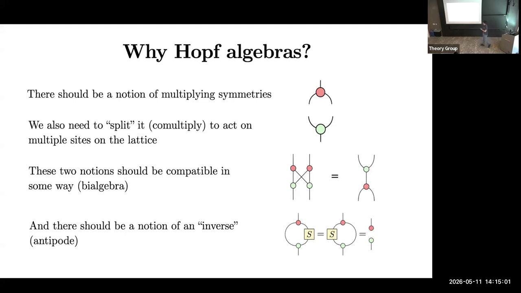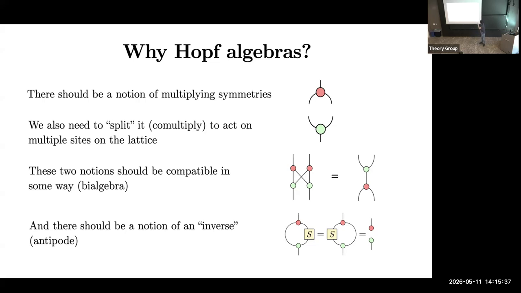So I mentioned that for groups, one thing we should have for a symmetry is there should be a notion of multiplying symmetries. And so we need a tensor that multiplies two things together. We also want to be able to split it, meaning if I have a symmetry on one side, but I want to act it on many, many sides, I need to have a notion of splitting it. In the group case, this was just copying. But in general, this map does not need to copy. It could send one thing to a sum of other things, right? And then it can get more complicated.